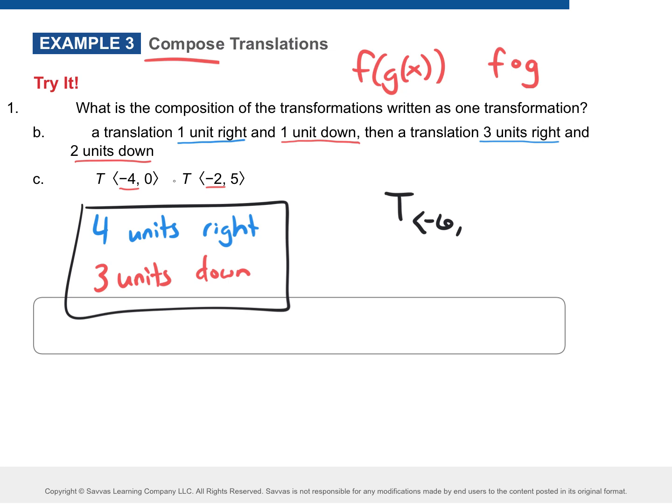And then what does this 0 tell me? Nothing's happening, right? What does this 5 tell me? Up 5. So if we combine 0 and 5, we get 5. What did you notice we're doing with these values? We added them together. We took -4 plus -2 to get our new x coordinate there, and we added 0 and 5 to get our new y coordinate. So no matter if they're positive or negative, you're just going to add them together to get the composition of that. Okay?